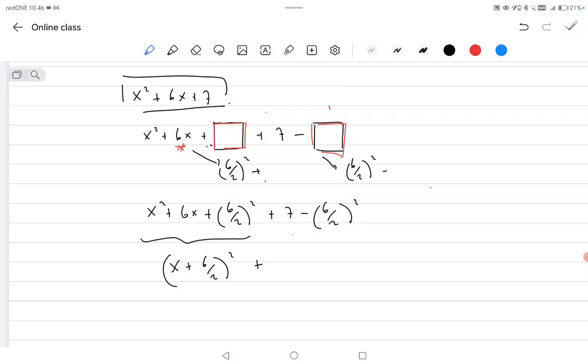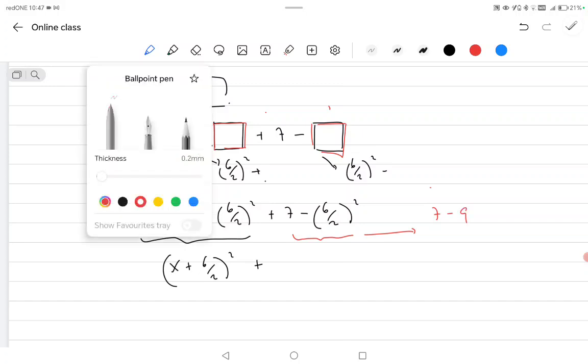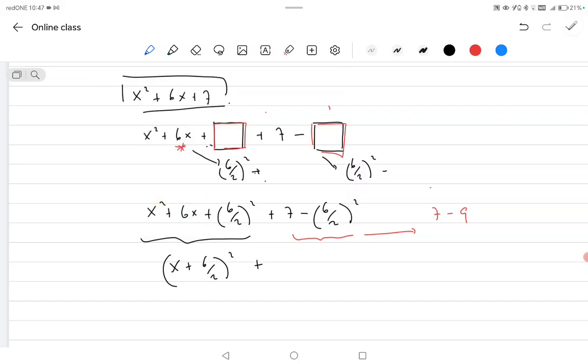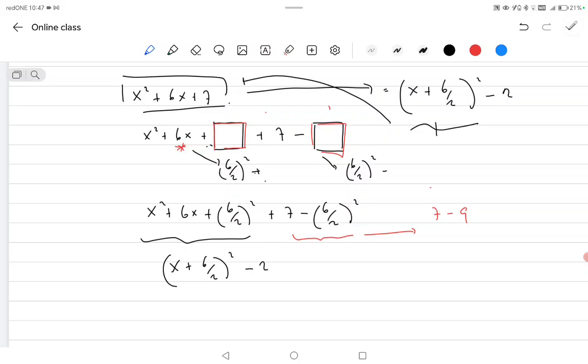Only this one: 7 minus 6 over 2 is 3, 3 squared is 9. So we get 7 minus 9, which is minus 2 here. So we can say that the factored form is x plus 6 over 2 squared minus 2. If you expand this, you get the original equation back. So that's the idea.